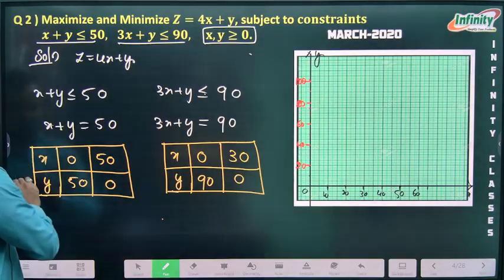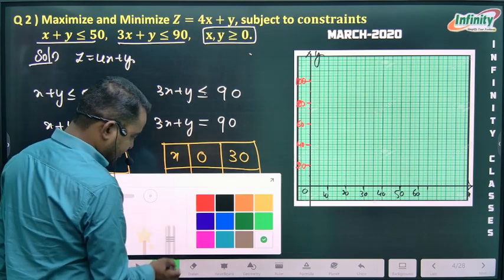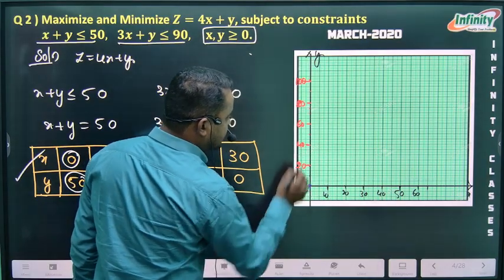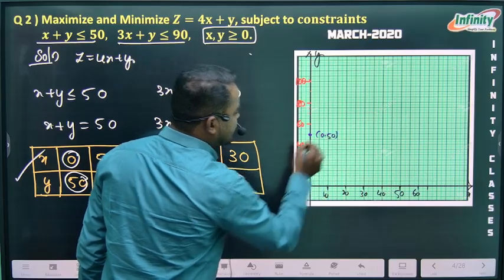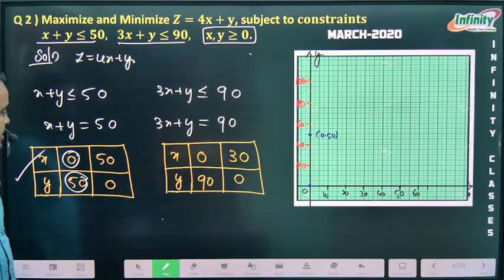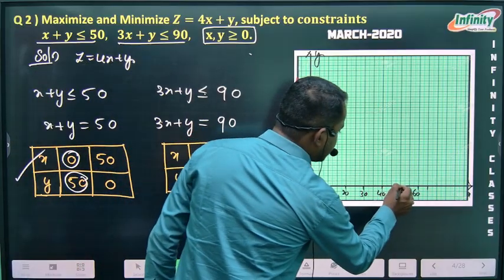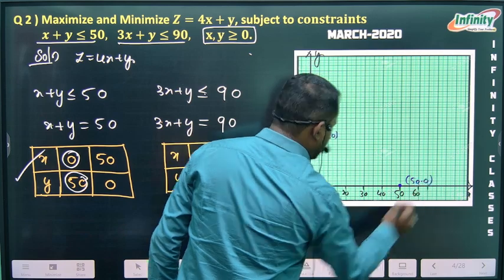This table. X coordinate is what here? 0. Y coordinate is what? 50. X is 0, Y is 50. X 0 means here. Y 50 means what? 50 comes here. 0, 50. Mark the point. Next, Y is 0, X is 50. Here it is. 50, 0. Now draw the straight line.